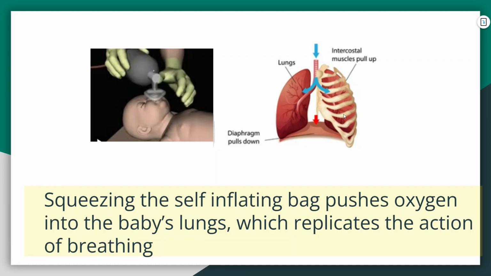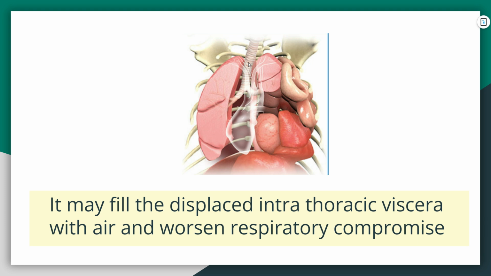Here the explanation remains the same as we discussed in the beginning of the video. Whenever infants breathe in, air goes into the lung as well as the esophagus. If a newborn takes a very deep breath, air also passes to the esophagus and it will again fill displaced intrathoracic viscera with air, which will worsen the respiratory compromise.